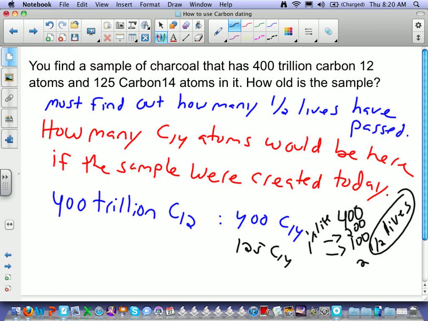Each half-life is 5,700 years. So 2 times 5,700 is about 11,400 years have gone by. So this sample is 11,400 years old.